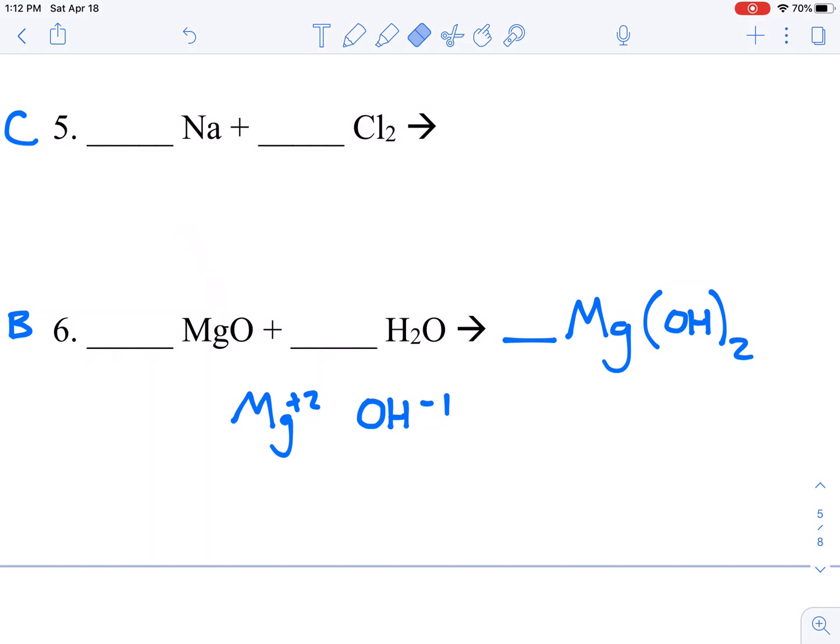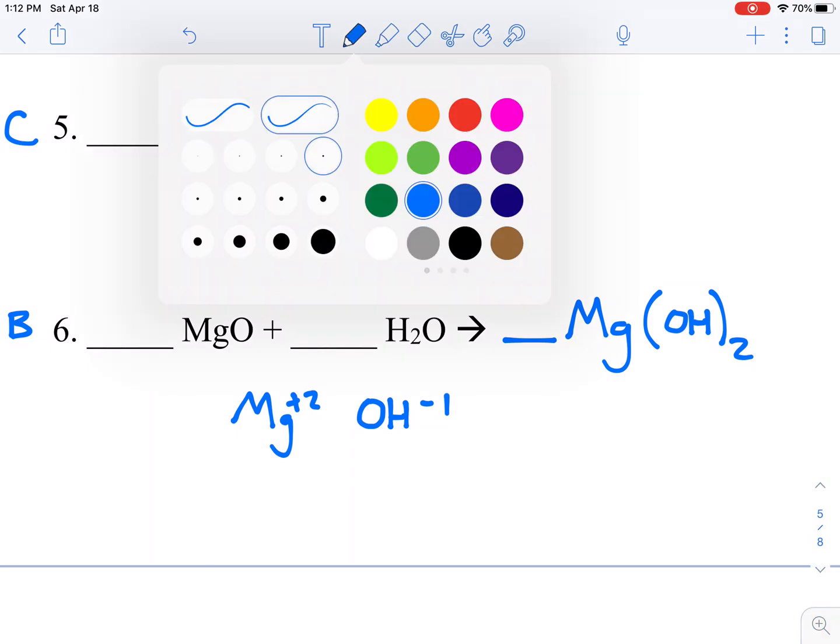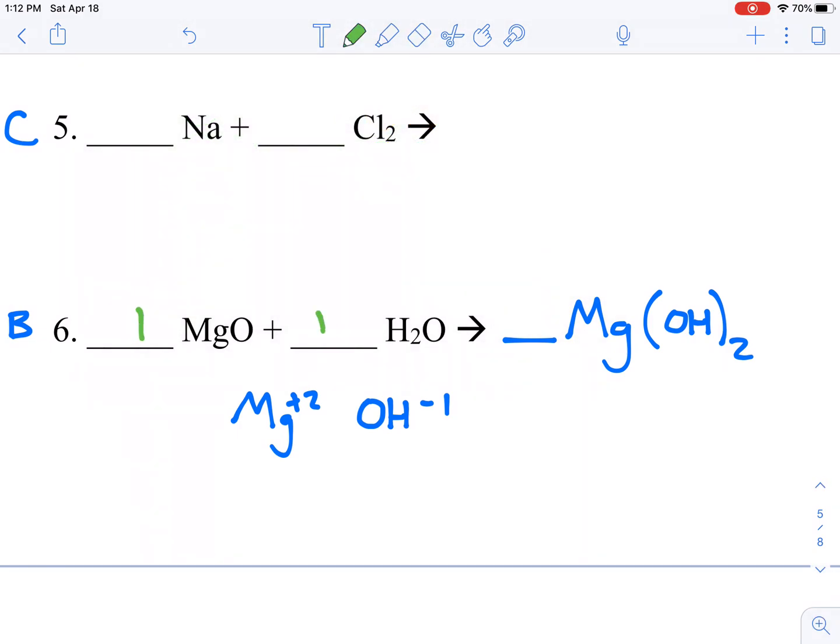We would need to balance this thing up, but it turns out it's already balanced, so either leave it alone or put in a coefficient of 1 in every spot, because there's 1 Mg on both sides, 2 O's on both sides, and 2 H's.